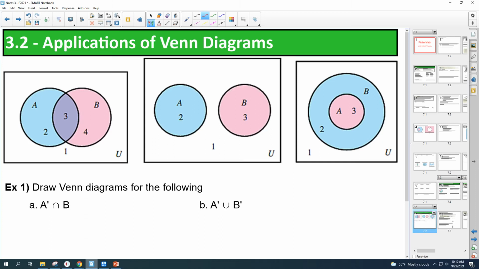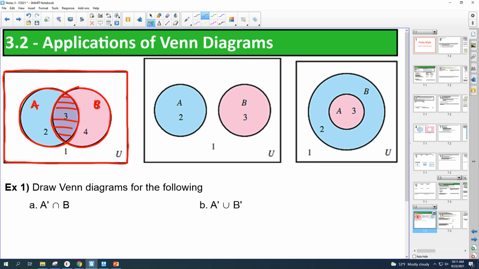3.2 applications of Venn diagrams. You see a couple of examples here, but this one right here is the one that you've seen the most. You've got two sets, set A and set B. You've got overlapping circles, and so usually there's something in the overlap, and a lot of the times we're concerned about this region right here, but not necessarily.